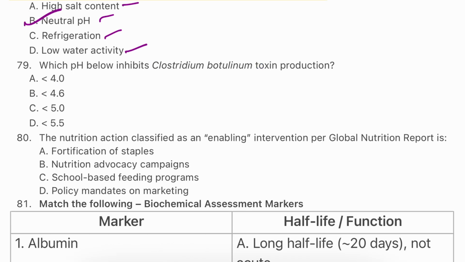Question number 79. Which pH below inhibits Clostridium botulinum toxin production? Less than 4, less than 4.6, less than 5, less than 5.5. The answer is B, less than 4.6. This question is already discussed in the initial part of the video. You can go back and check it out.